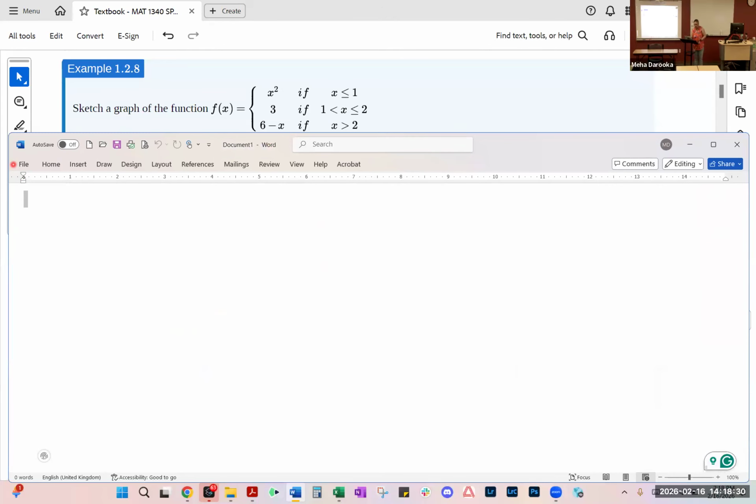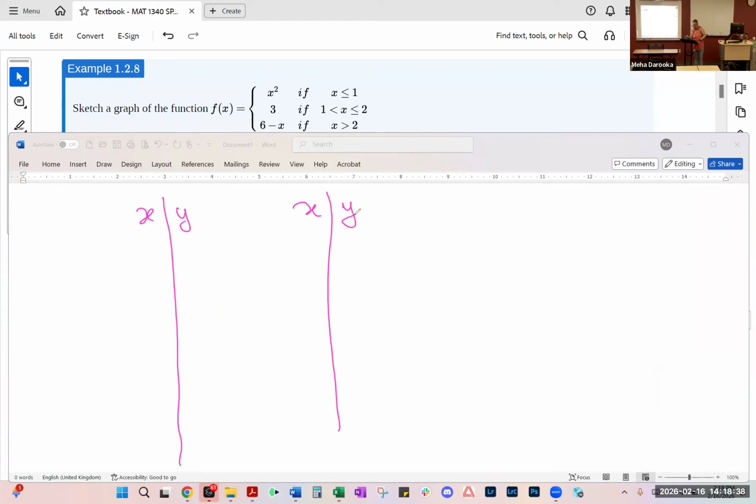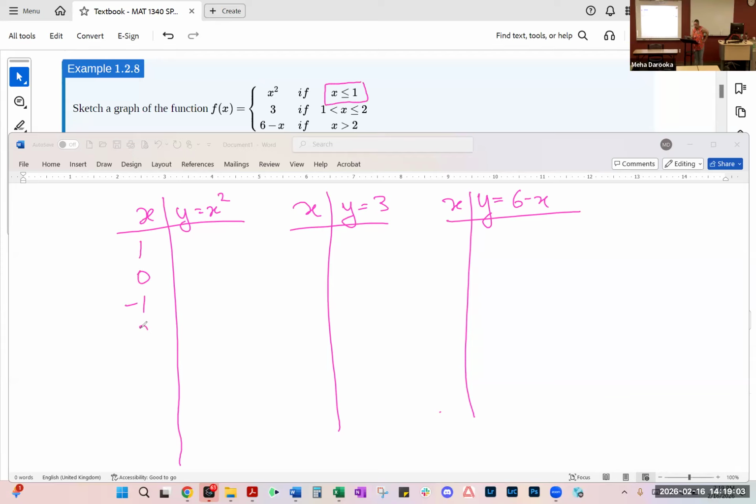So creating a table is always a good idea when you're dealing with something like this. So for each of the functions, we'll create a table. So the first one was x squared, the second one was 3, and the third one was 6 minus x. So remember, the first function applies for x less than or equal to 1. So I can start with 1 and then go for numbers smaller than 1, right?